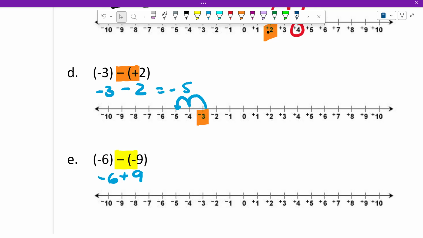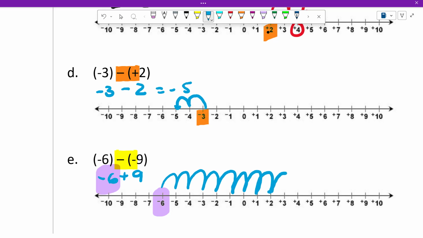3? Yes. Start off with the first number. My first number is negative 6. This is where I want to start off. A plus 9 means move to the right 9 spots. 1, 2, 3, 4, 5, 6, 7, 8, 9. 3. Okay?